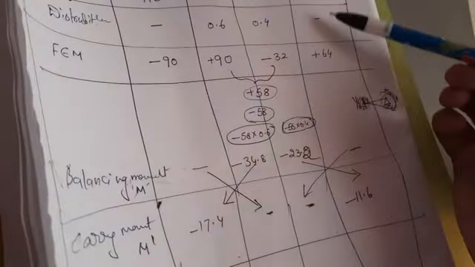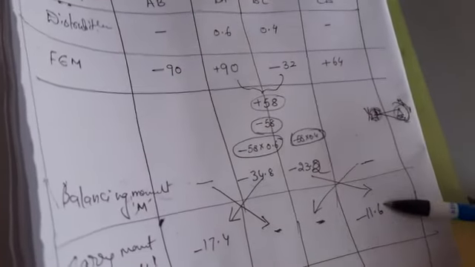This is step 1, 2, 3, 4. Step 5 is the balancing moment, and another one is the carry over moment.